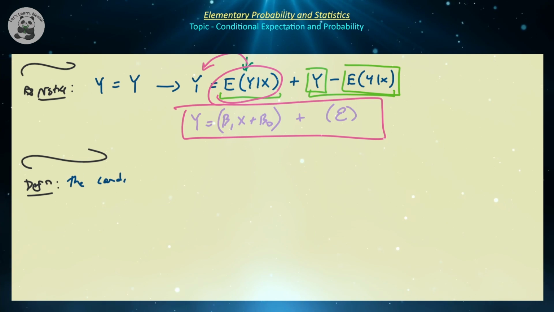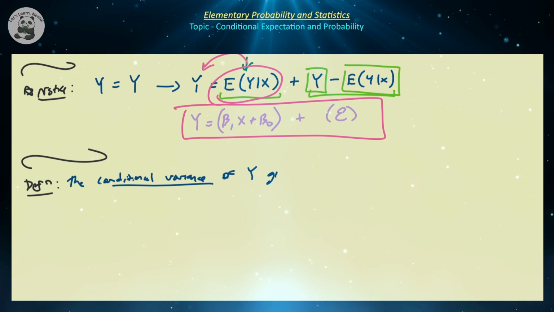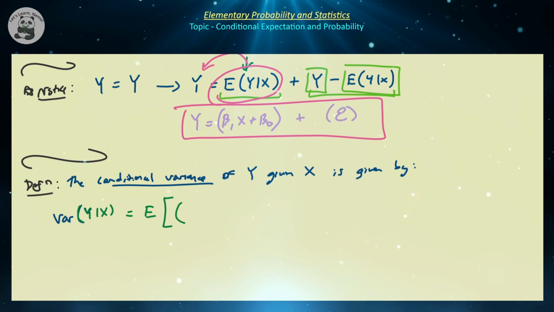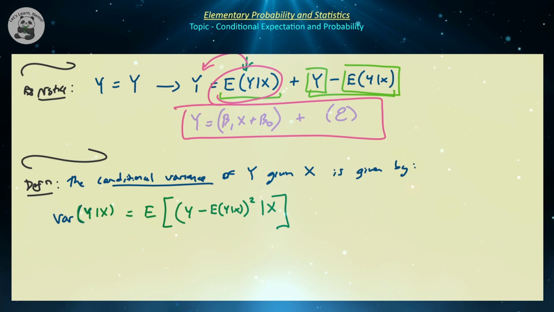So the conditional variance is going to be defined in a similar way. The variance of y given x is given by the following expression. The variance of y given x is equal to the expected value, so this is the classical approach, of y minus the expected value of y given x, squared. And obviously this needs to be a conditional expectation given x. Right, so that's the expected value.